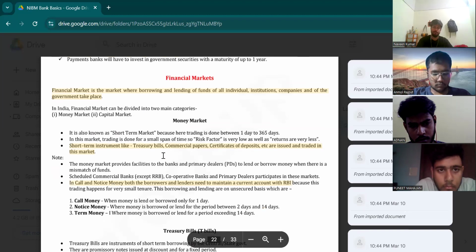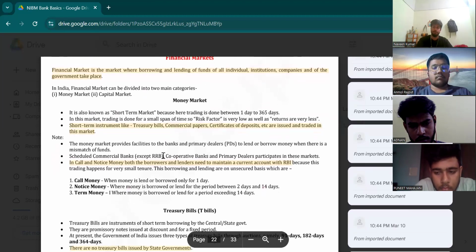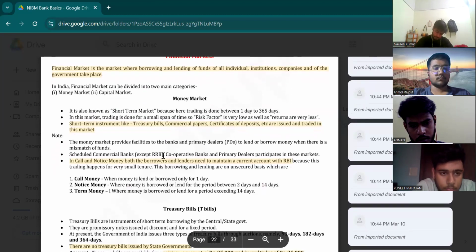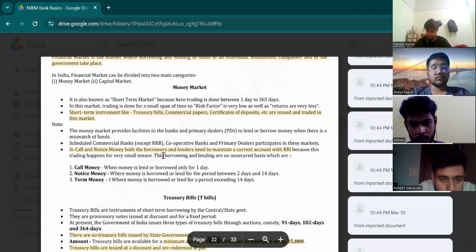Now, financial markets are very important. There are two types of markets: money market and capital market. What is money market? Money market means instruments with less than 1 year maturity, that is, less than 365 days. What is capital market? Anything more than this.